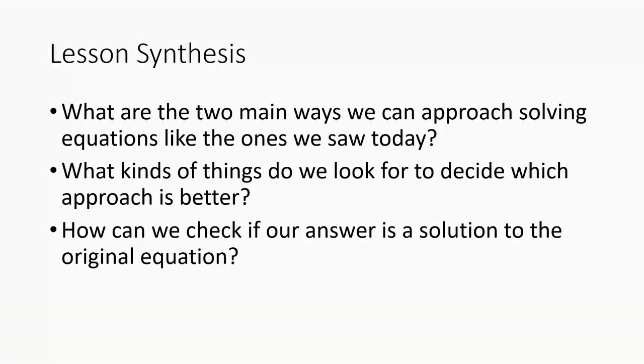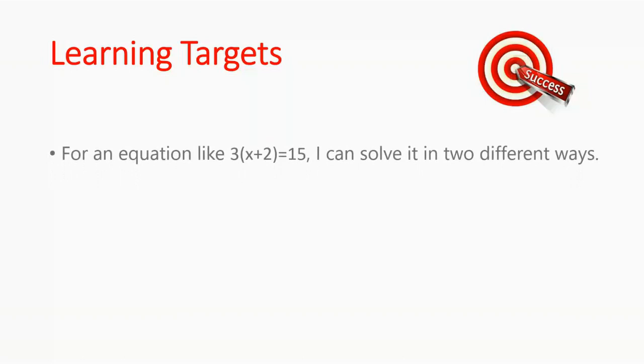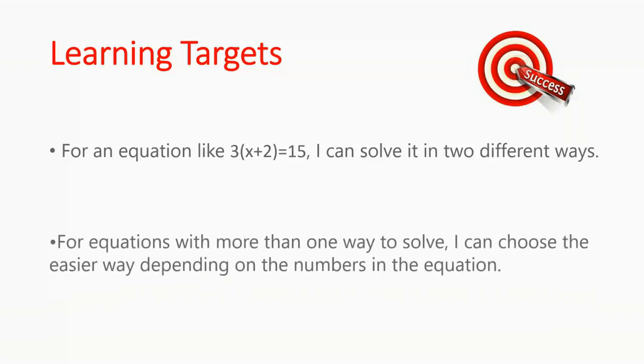Okay. And how can you check if our answer is a solution to the original equation? Very simple. You can either do both methods or you can take your answer and plug it back into the equation and solve it to see if you get the original equation. All right? Very good. So let's review our targets once again before we're done. By now, you should be able to, for an equation like 3 times (x plus 2) is 15, solve it in 2 different ways. And for an equation with more than one way to solve, you should be able to choose the easier way depending on the numbers and the equation.